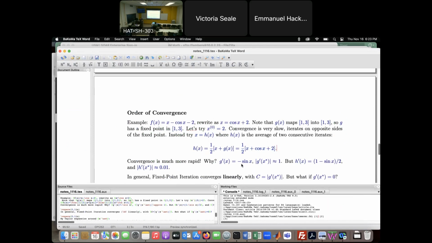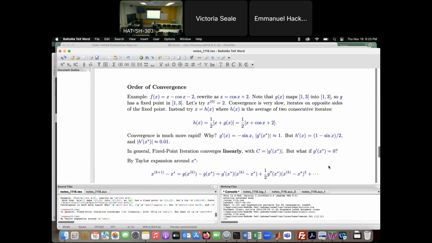Now, in general, fixed point iteration converges linearly. So the order of convergence, which I labeled R last time, is equal to 1. And the asymptotic error constant, which I labeled last time as capital C, is the absolute value of g prime at the fixed point. But now, what if this is 0? What if the derivative is 0 in that case?